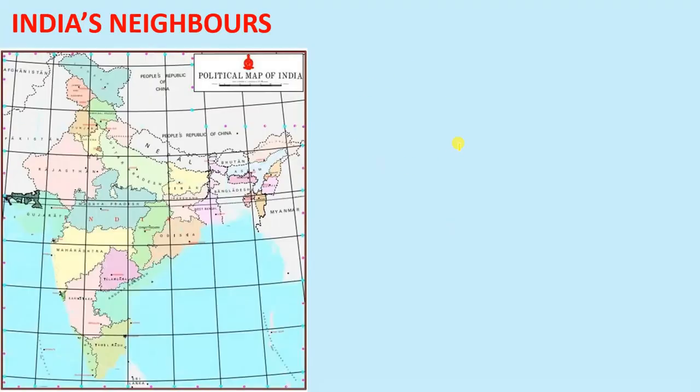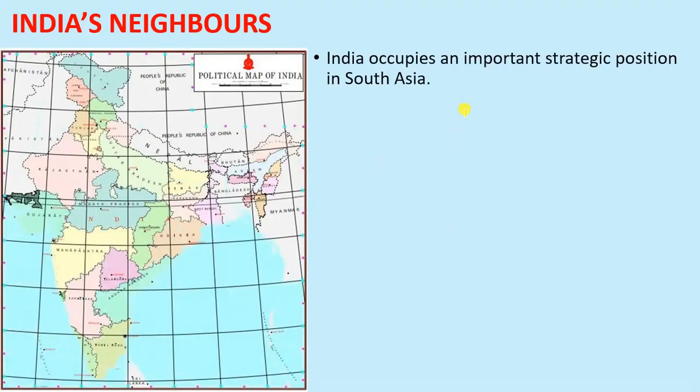India's neighbors. India occupies an important strategic position in South Asia. As we saw in the world map, India has 28 states and 9 union territories. The two union territories recently created are Jammu Kashmir and Ladakh. You can clearly see in this map, Ladakh is here and Jammu Kashmir is here.